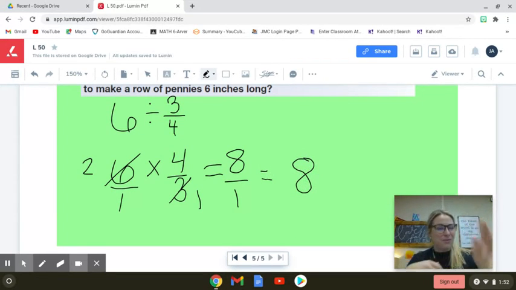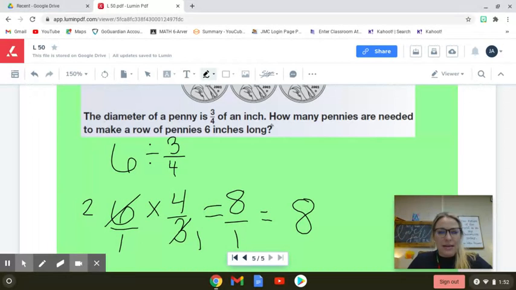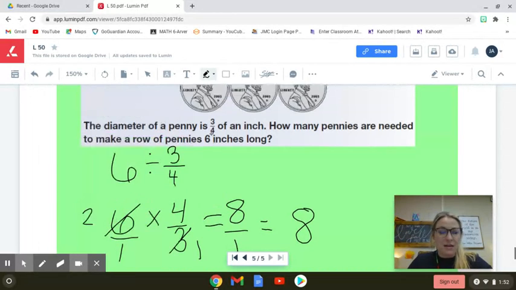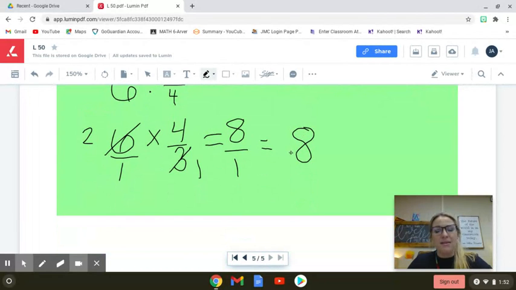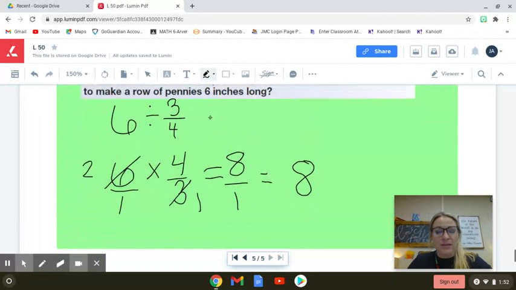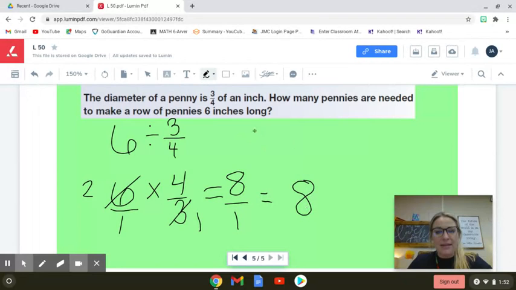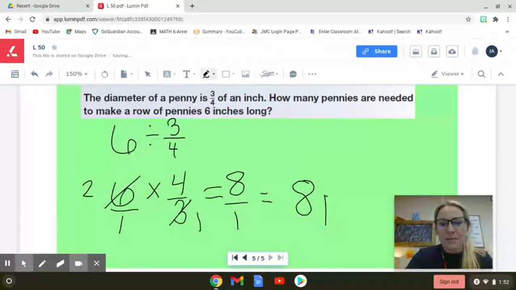Now, before we're done, we're going to go back and ask ourselves if this answer is reasonable, and find out what is the most appropriate label. How many pennies are needed to make a row of pennies that is 6 inches long? Yeah, that's reasonable. 8 pennies. That seems about right if they're each 3/4 of an inch. So 8, and then how many pennies? Our label would be pennies. For time and space sake, again, I'm only going to do a letter P. 8 pennies.